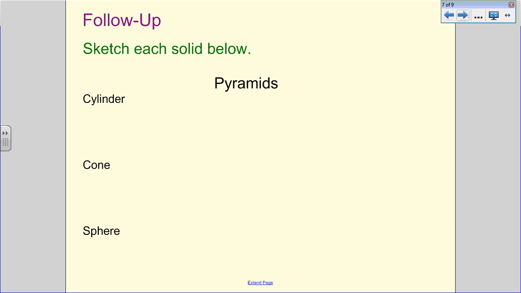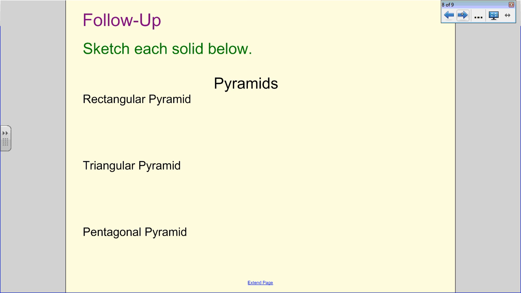When we take a look at pyramids, remember pyramids, my pages are a little out of order. Pyramids just mean that there is one base. So we're going to have a rectangular pyramid, which means we have one rectangle. And from each of those comes up to a vertex.